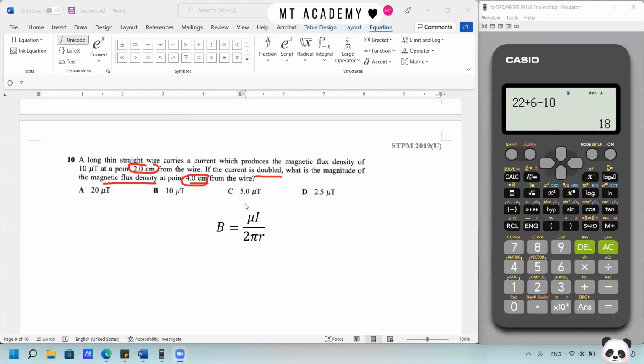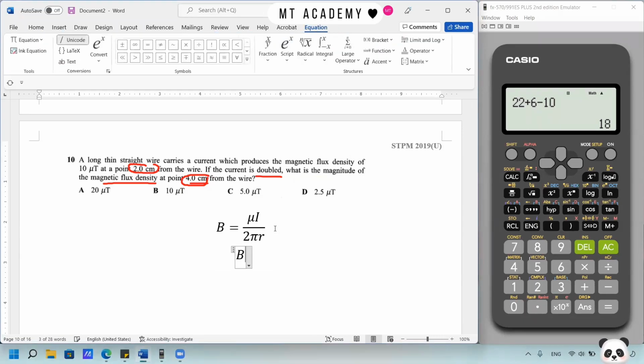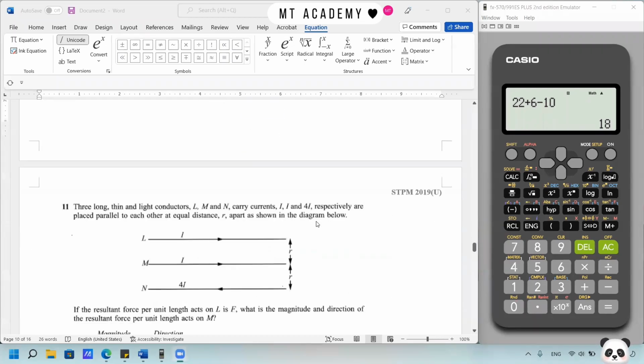According to the formula of magnetic flux density equal to mu naught I over 2 pi r, let us derive the magnetic flux density in the new situation. The new magnetic flux density is equal to mu naught multiply the double current 2I divided by 2 pi and double the distance 2r. You can see it can be cancelled and it is the same as the previous magnetic flux density. So the answer for this question is 10 microtesla. Answer is B. Straightforward.